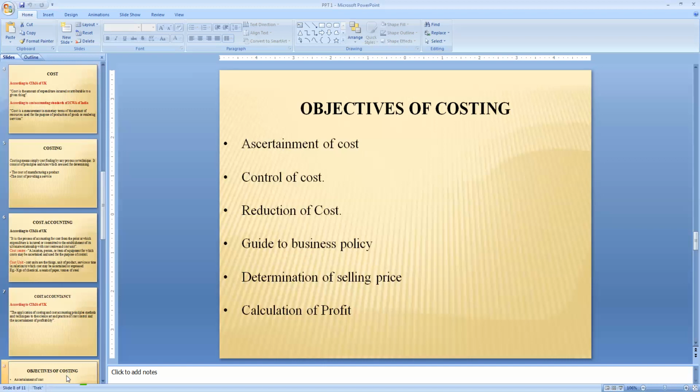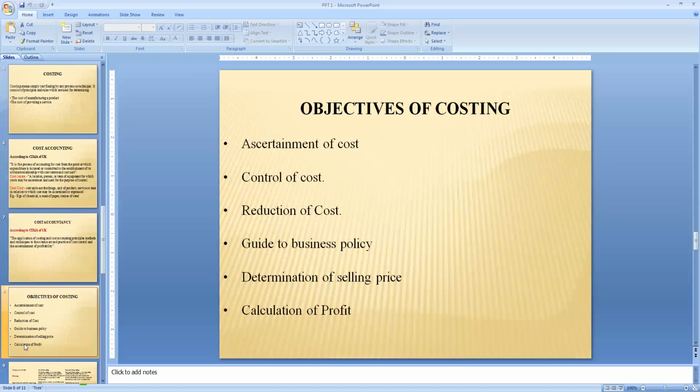And the next one is determination of selling price. We know that cost accounting provides cost information on the basis of which selling prices of products or services may be fixed. In periods of depression, cost accounting guides in deciding the extent to which the selling prices may be reduced to meet special situations. So that is also one of the objectives, and the next is calculation of profit.